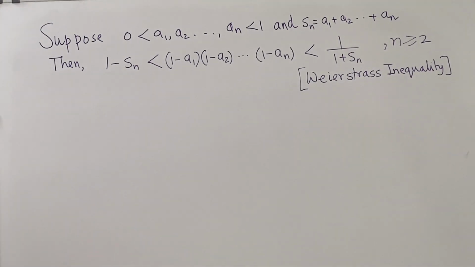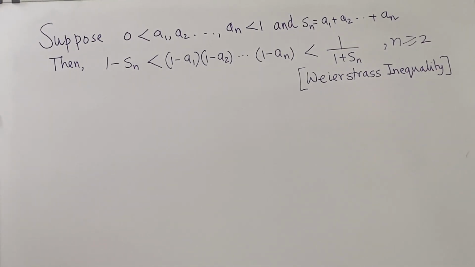In this edition, we are going to prove this inequality, which states that if we have n numbers lying between 0 and 1, and Sn is the sum of these numbers a1, a2, ..., an, then 1 minus Sn would be less than the product (1 minus a1)(1 minus a2)...(1 minus an), which would then be less than 1 by 1 plus Sn. N here is assumed to be greater than or equal to 2.